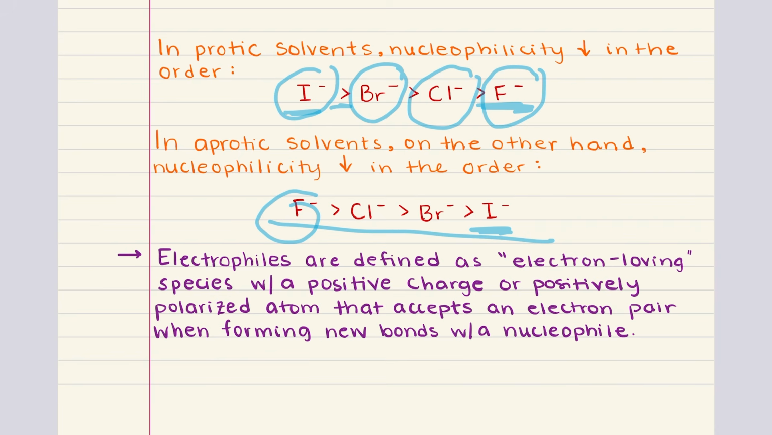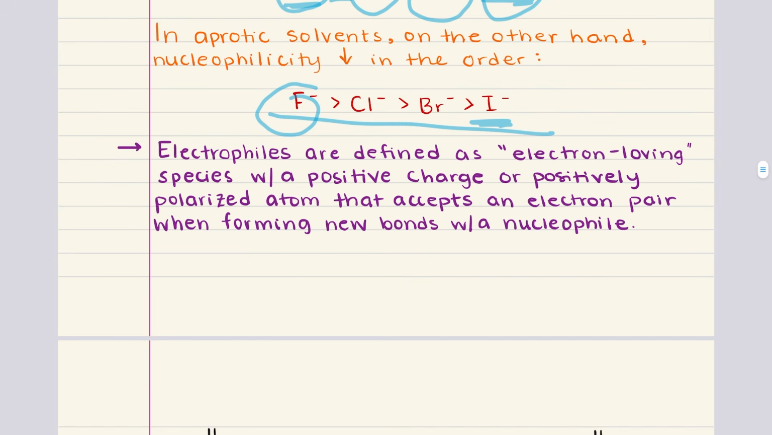Understanding the impact of solvent choice is super important in predicting reaction outcomes. Many substitution reactions like SN1 and SN2 are highly dependent on whether the reaction is carried out in a protic or aprotic solvent. And by recognizing how solvent interactions affect nucleophilicity, we can better predict which nucleophiles will be most reactive under different conditions. With this in mind, we can now shift our focus to electrophiles.